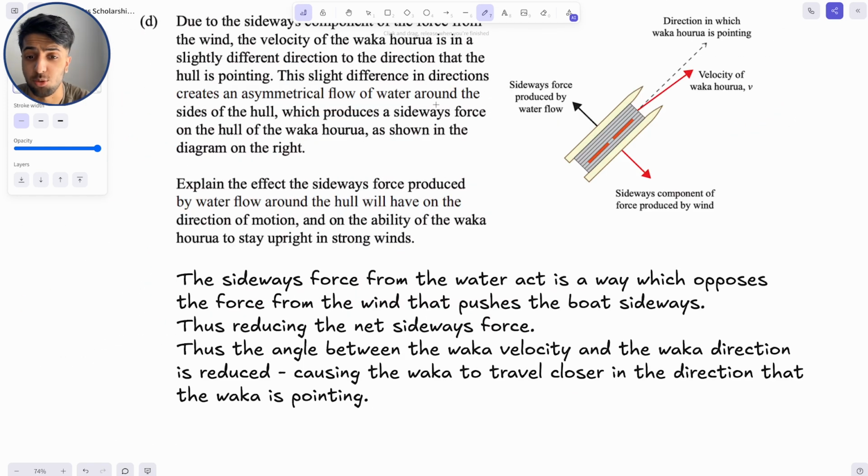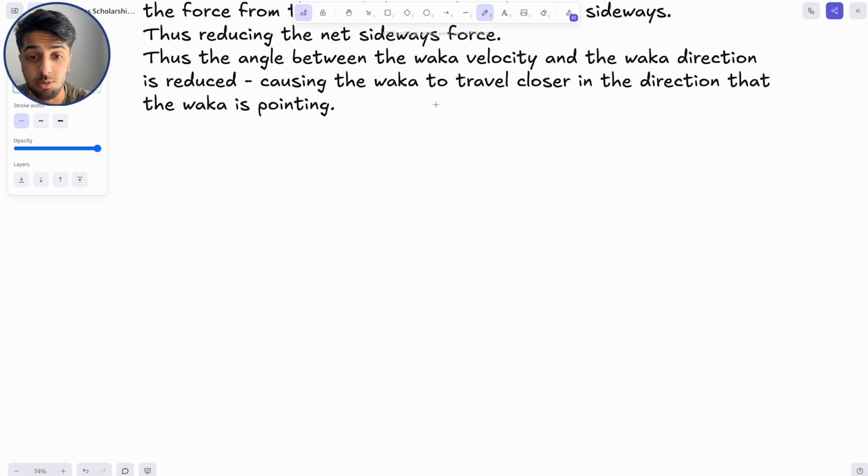Okay. The sideways force from the water acts in a way that opposes the force from the wind that pushes the boat sideways, thus reducing the net sideways force. Thus, the angle between the waka velocity and the waka direction is reduced, causing the waka to travel closer in the direction that the waka is pointing. Now, there is a second part of this question.